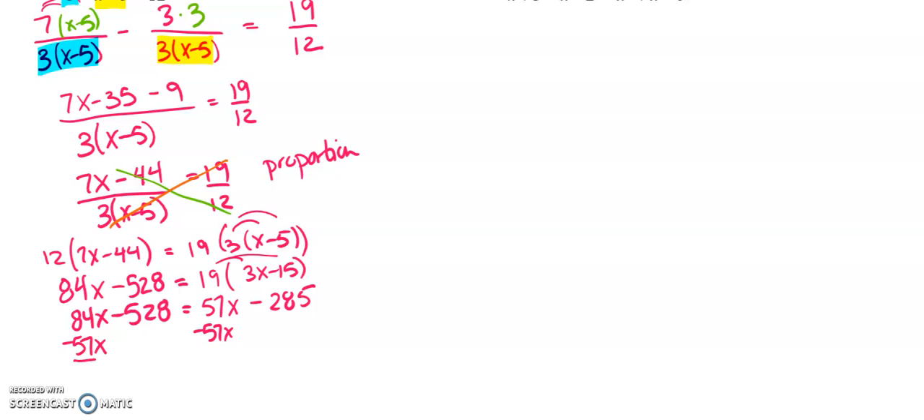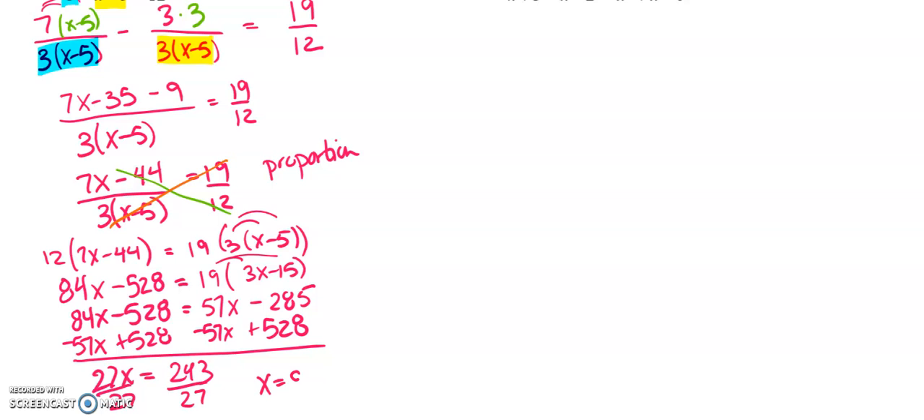Let's move the x over. Let's move the 528 over. And 84x minus 57x leaves us with 27x equals negative 285 plus the 528 gives us 243. Divide that by 27 both sides and we get x equals 9.